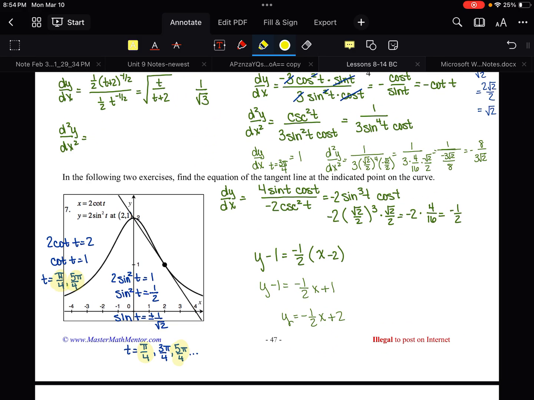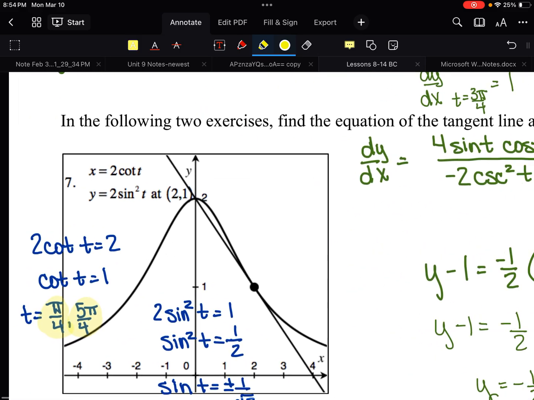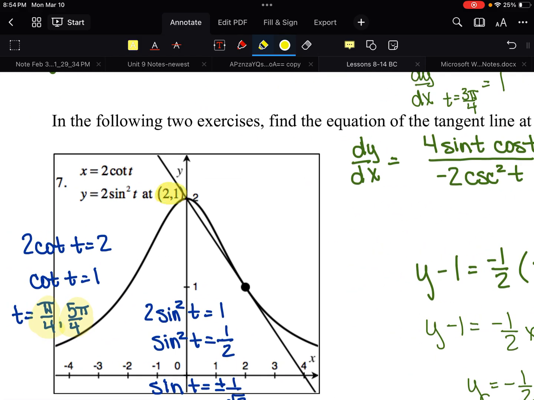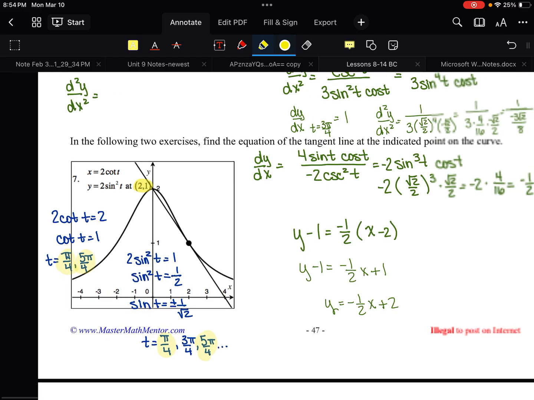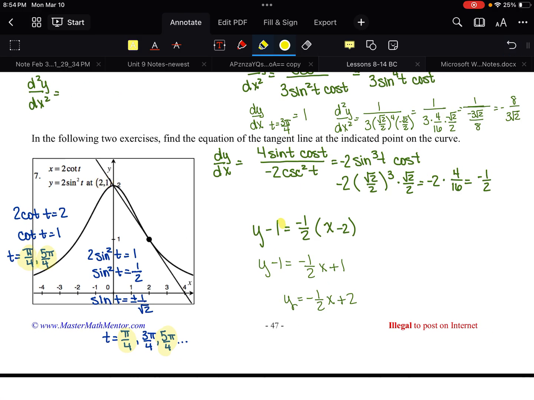So this one, write the equation of the tangent line. On this, one thing to notice is they gave you the x and the y. So when I'm writing my equation, y minus the y coordinate and x minus the x coordinate, I didn't have to do any work there. They gave me the point. The only thing I really had to find was the slope.